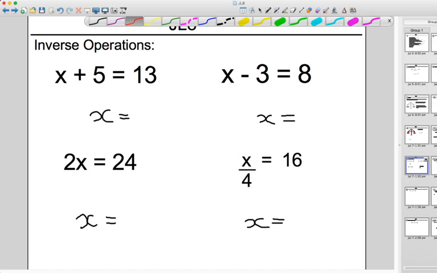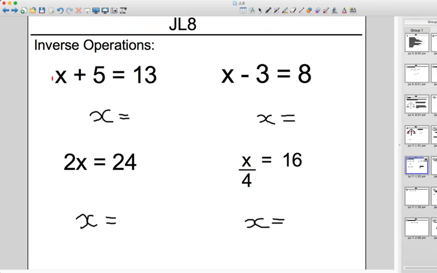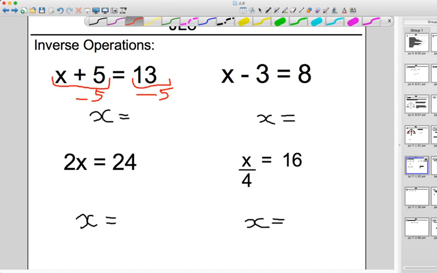So I have to look at this. If you imagine that this is the left-hand side of the scale, this is the right-hand side of the scale, I want to get x on its own. So to get rid of the 5 is what I need to do first. If I take away 5 and take away 5, 5 take away 5 will just leave the x on its own. And then 13 take away 5 will give 8.